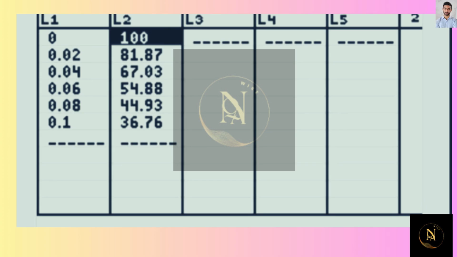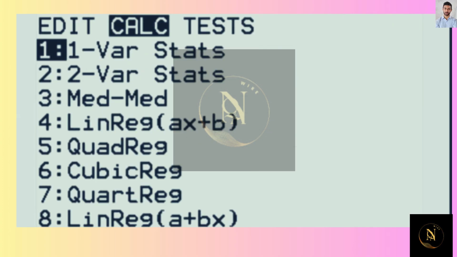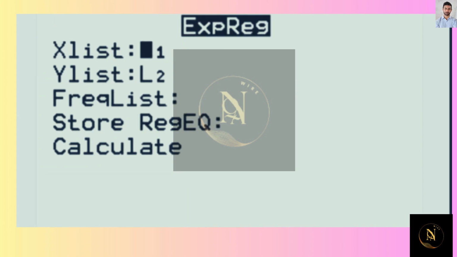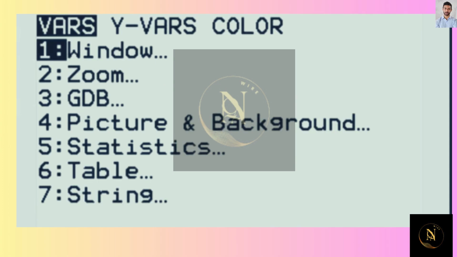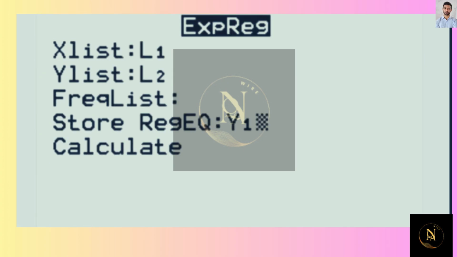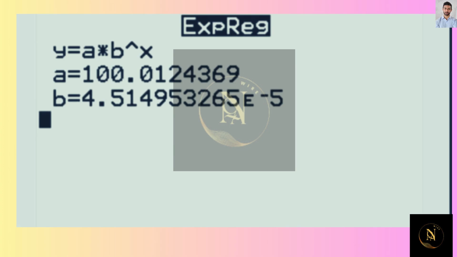So we go back to Stat, and over to Calculate, and then we go down until we find exponential regression. There it is. Press Enter. We're using List 1 and List 2. We would like to store this equation in our y equals menu. So when you get to Store Regression Equation, you can go to Variables, over to Y Variables, choose Function, and choose Y1, and then we're going to calculate.